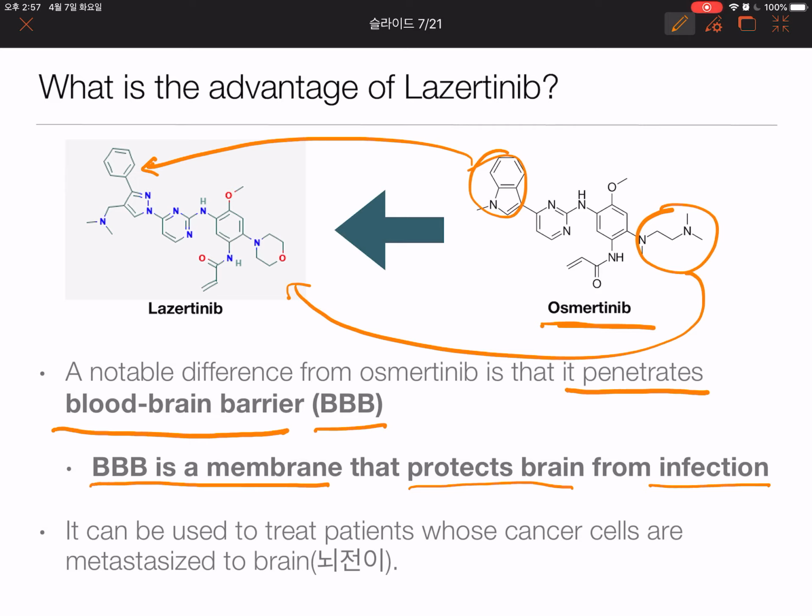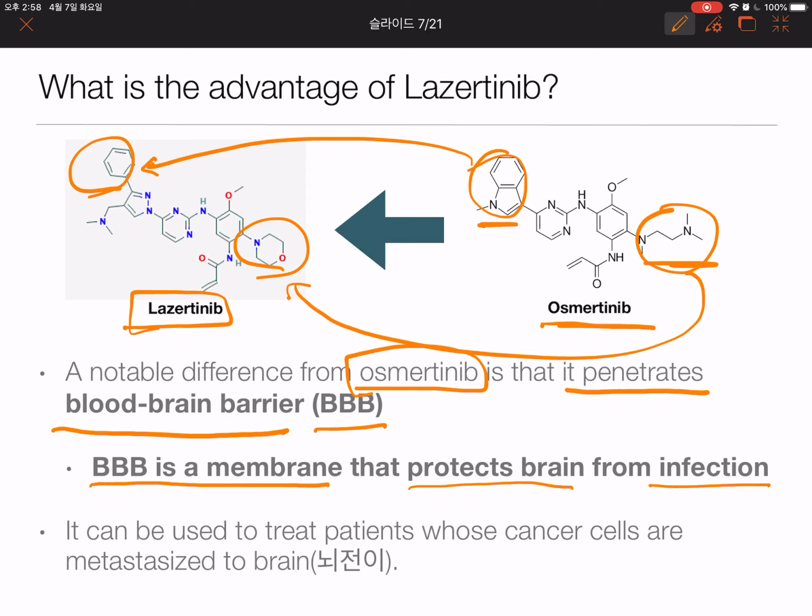But as I told you, some types of lung cancers are transferred to the brain, which makes it very dangerous, right? But unfortunately, osimertinib was not able to penetrate. It was not able to go into your brain and treat those tumors. But after changing these groups into these groups like this, lazertinib appears to be able to penetrate the blood-brain barrier, and it seems that it can work for tumors inside the brain.